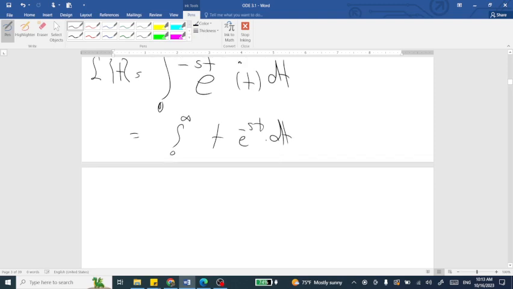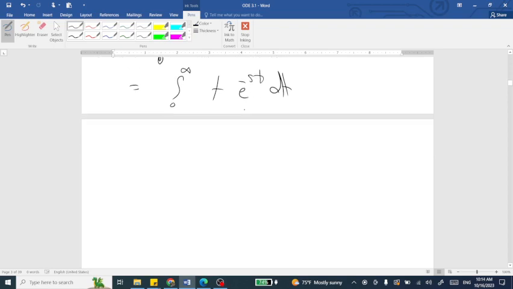Okay, a problem of the form x e to power x. We could use UDV, but tabular is better here, so I am going to use the tabular method. I take the derivative and the integral columns: t, 1, 0, and e to power minus st, minus 1 over s e to power minus st, plus 1 over s square e to power minus st. Is that clear?